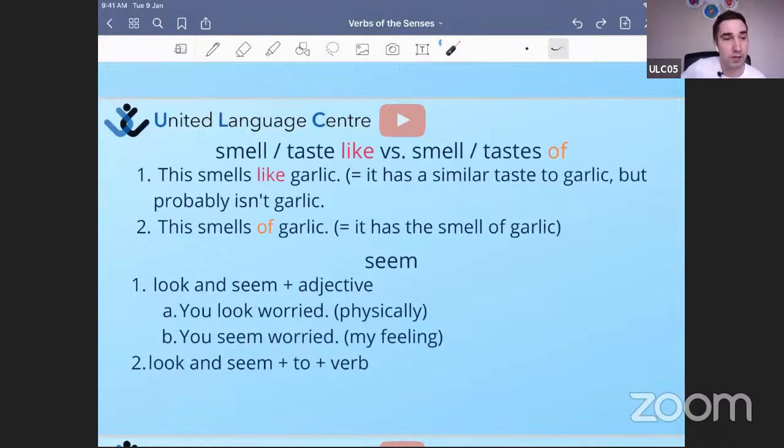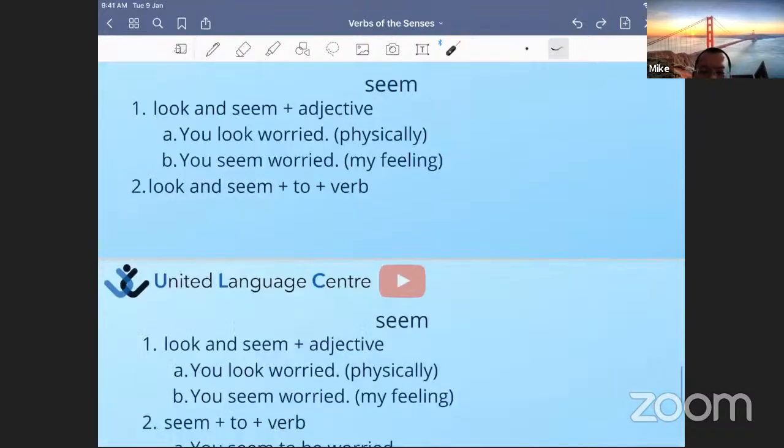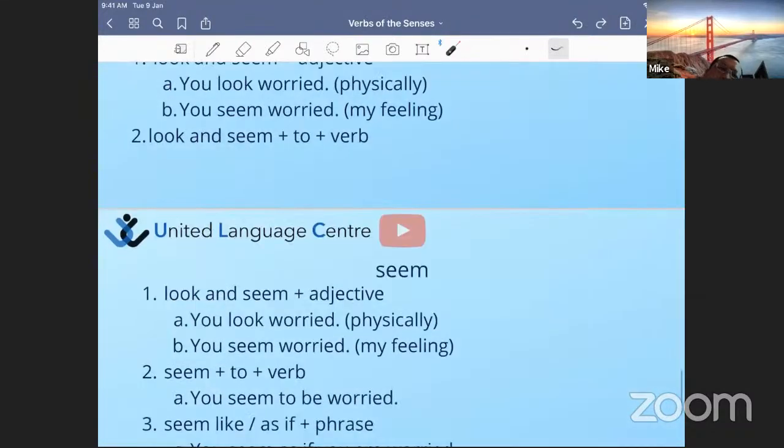All right, and then seem, this is what Lei asked last time. So look and seem. You look worried. Physically, I can see something on your face, right? Your face looks worried, right? You seem worried. It's just my guess, maybe from the way that you're talking, the way that you're acting. So that's the difference there.